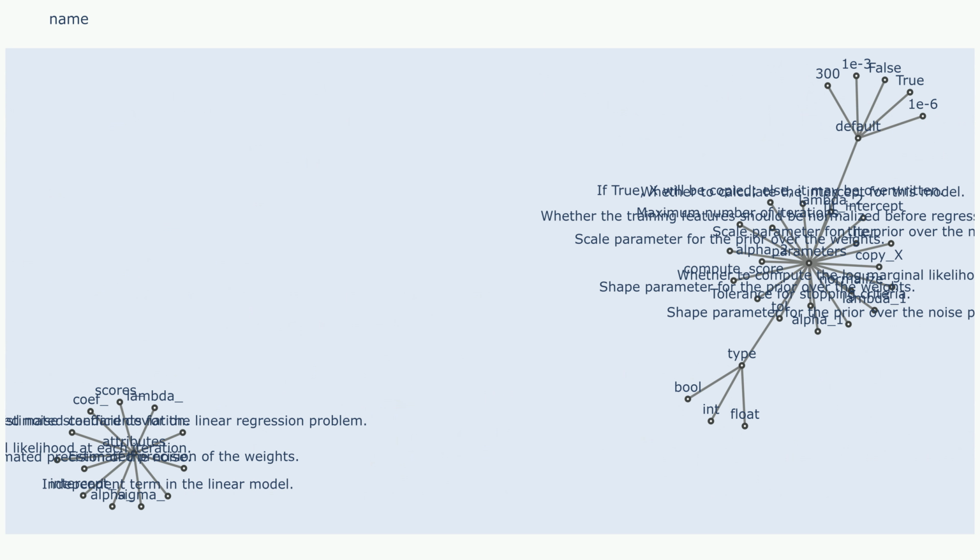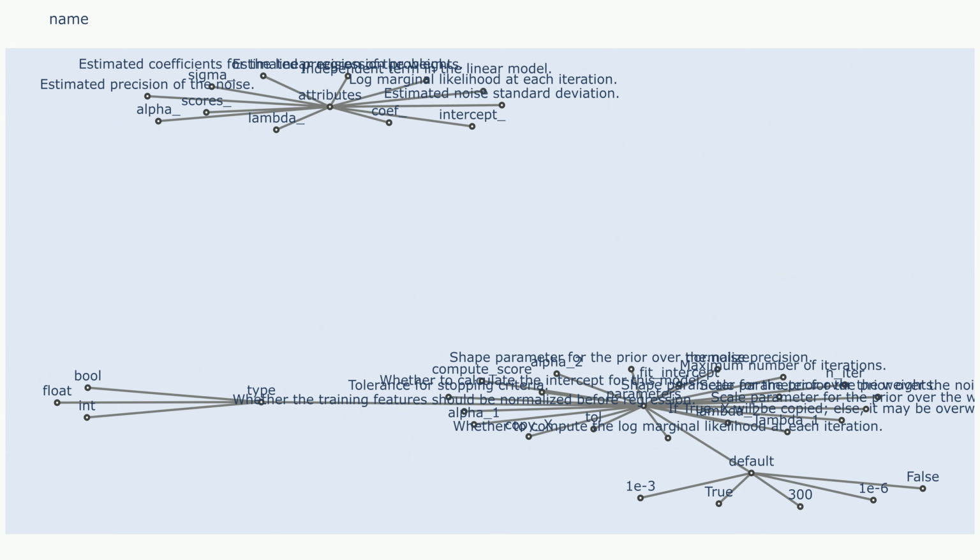alpha_1, float. Default 1e-6, shape parameter for the prior over the noise precision. A larger value for alpha_1 indicates a stronger prior belief in a lower noise level. This parameter influences how much weight is given to the noise term in the model. alpha_2, float. Default 1e-6, scale parameter for the prior over the noise precision. The combination of alpha_1 and alpha_2 defines the overall shape of the prior distribution for the noise precision.